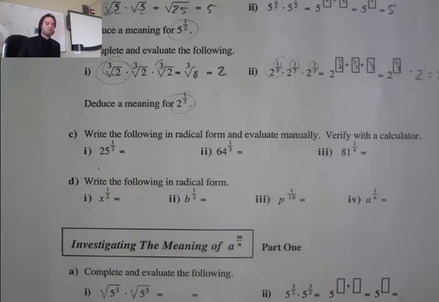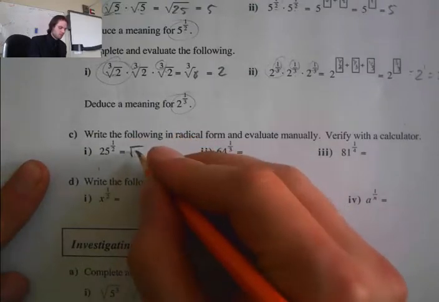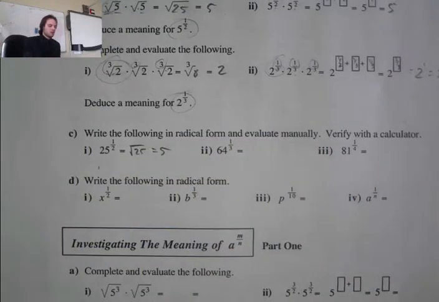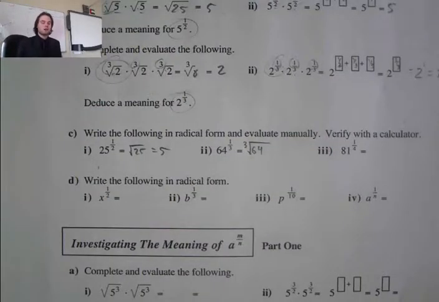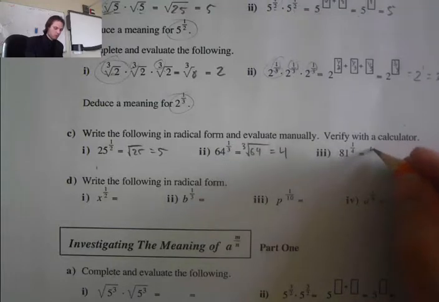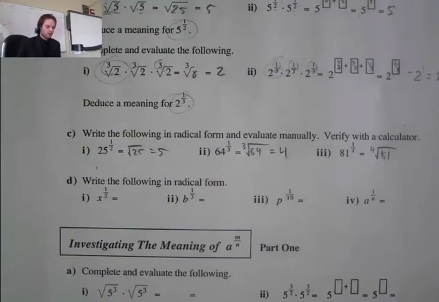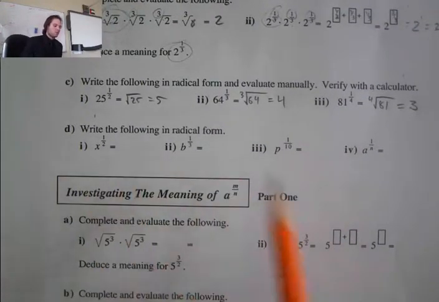So we're going to put this into radical form and evaluate mentally. Alright, so this is the same as square root of 25. Well, I know the square root of 25 is just going to be 5, 5 multiplied by 5. This one here wants the cube root of 64. So what number multiplied by itself 3 times is 64? Well, 4 times 4 is 16, multiplied by 4 is 64. So I'm going to have 4. Last one is 81. Well, we want the fourth root of 81. So what number multiplied by itself 4 times gives me 81? Well, 3 times 3 is 9, multiplied by 3 is 27, multiplied by 3 is 81. So 3. Simple.